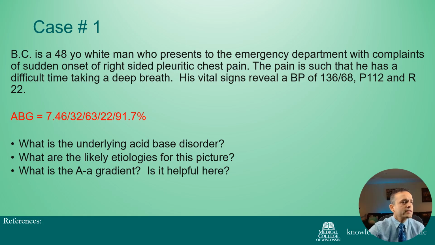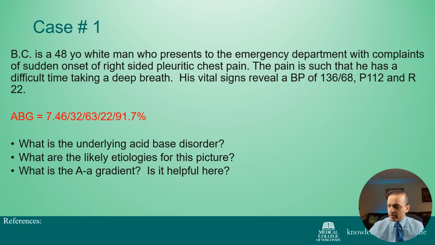So our first case is a 48-year-old man who presented to the emergency department with sudden onset right-sided pleuritic chest pain. The pain is such that he has a difficult time taking a deep breath. His vitals are stable, pulse 112, respiration elevated at 22. And this is the ABG that we got.